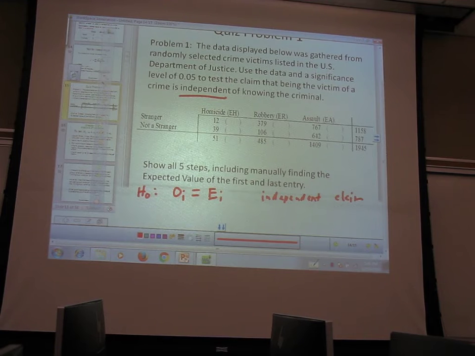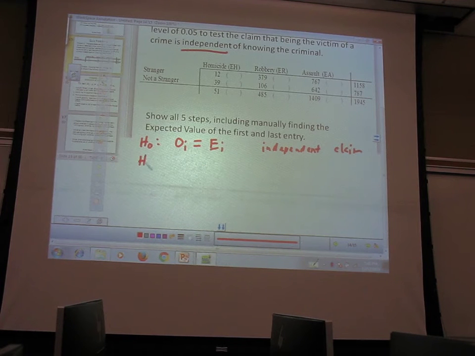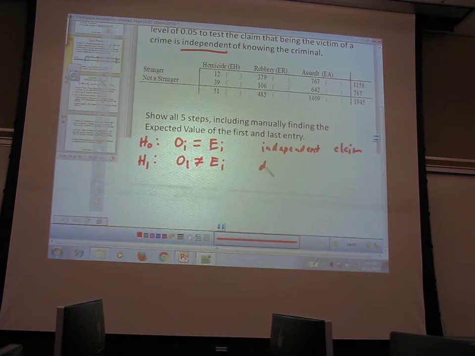Good. So then H1 is going to be O sub i is not equal to E sub i, which means, what's the opposite of independent? Dependent. So H1 is it's dependent. Great. So Ramsey, go ahead and tell me how to do step 2.